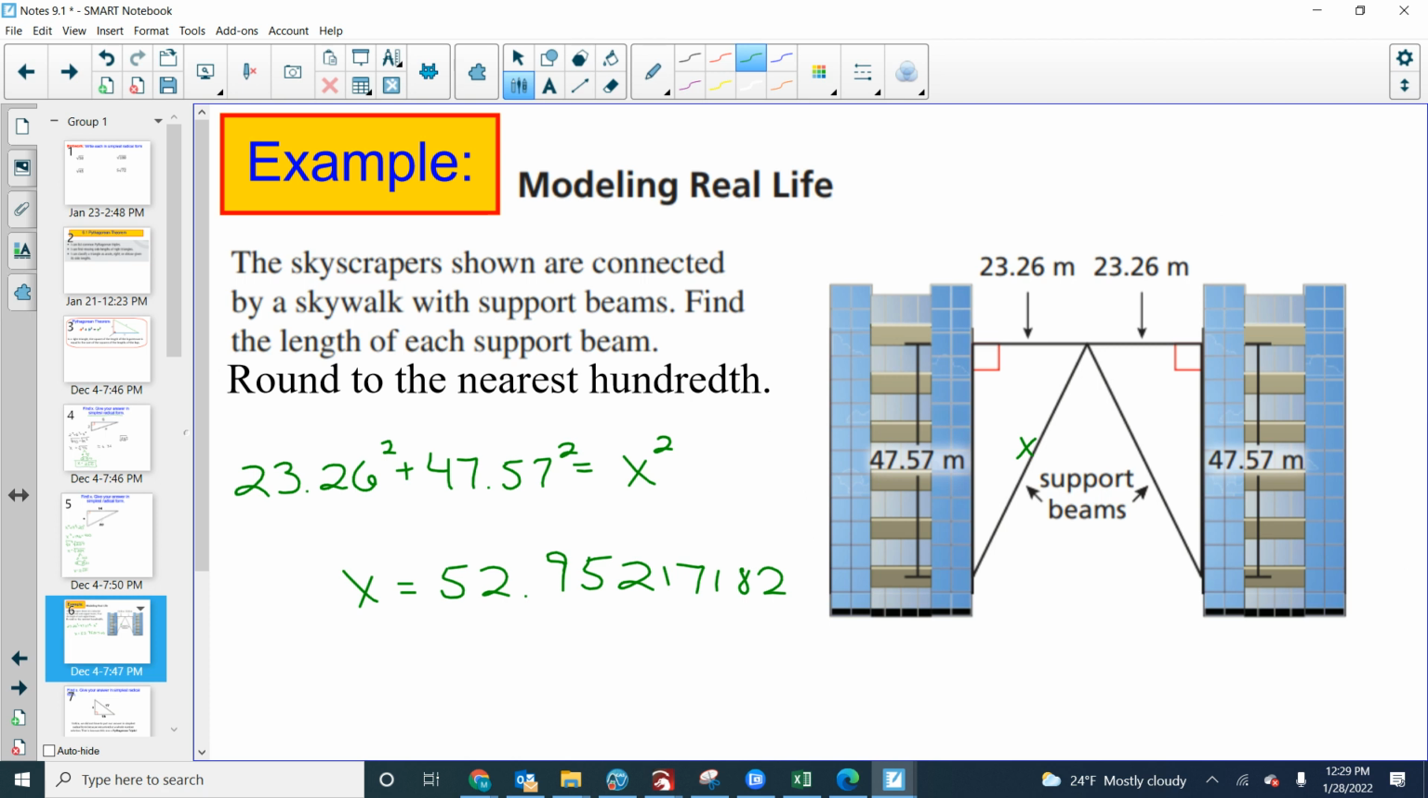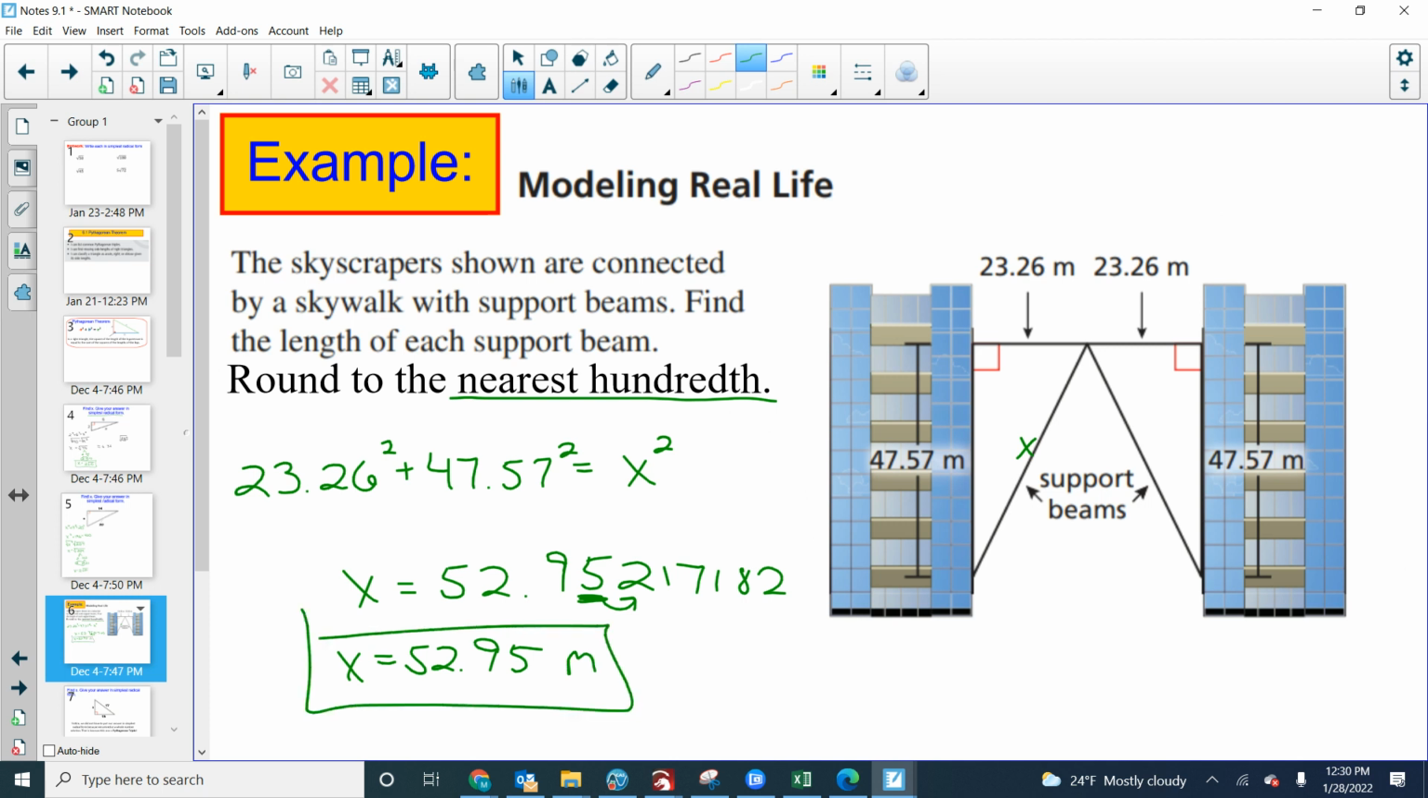Then I look at the answer and I say, okay, round to the nearest hundredth. There you are, hundredth. I'm going to look at the thousandths to round. X equals 52.95 meters. 52.95 meters. Did you get that?